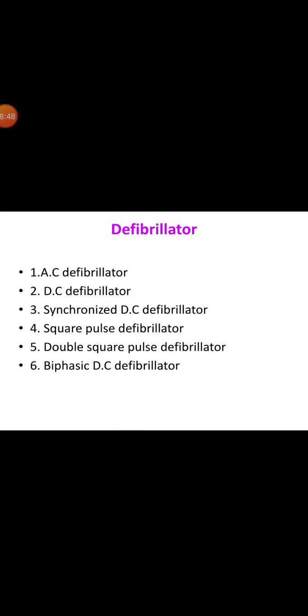This shows the types of defibrillators, that is AC defibrillators, DC defibrillators, synchronized defibrillator, square pulse defibrillator, double square pulse defibrillator, biphasic DC defibrillator. And the pulse applied directly to the heart is usually rectangular in shape with a duration of 0.15 to 3 milliseconds depending upon the pulse generator used and the needs of the patient. Depending on the values of the impulse current required to capture, pulse amplitude may range from 5 to 15 milliamps for adults, while infants and children require less.